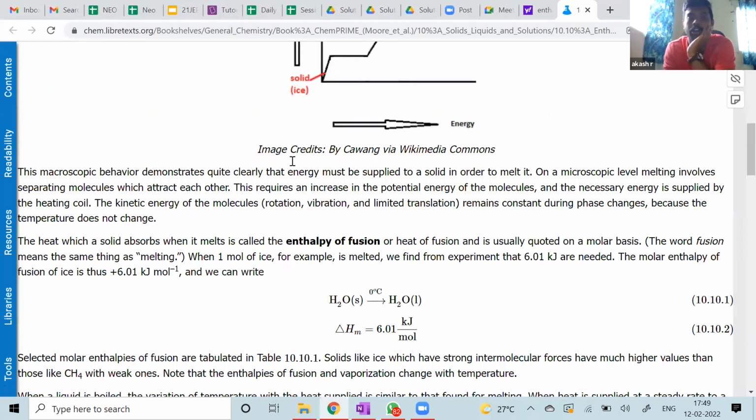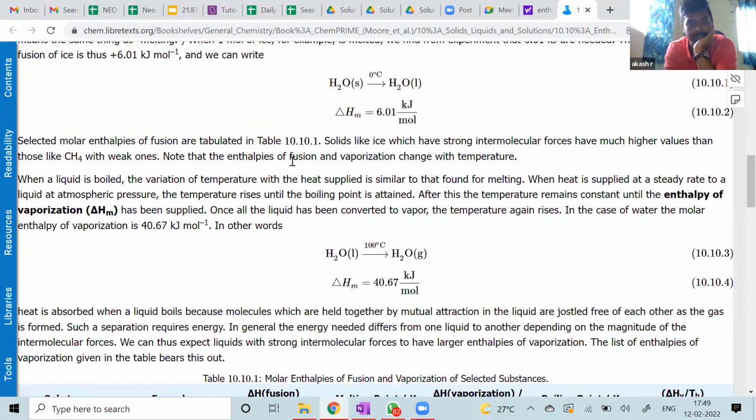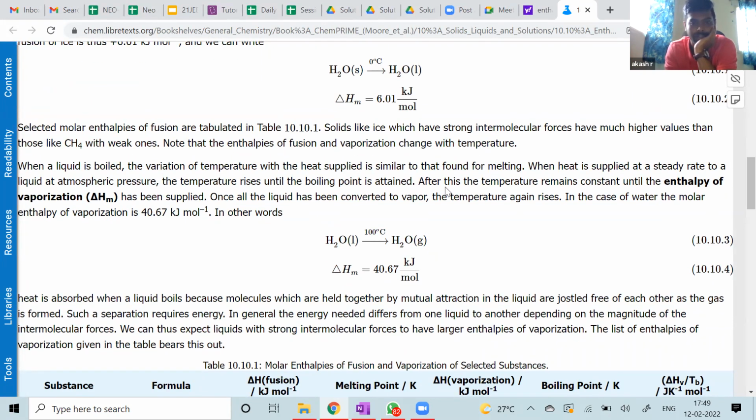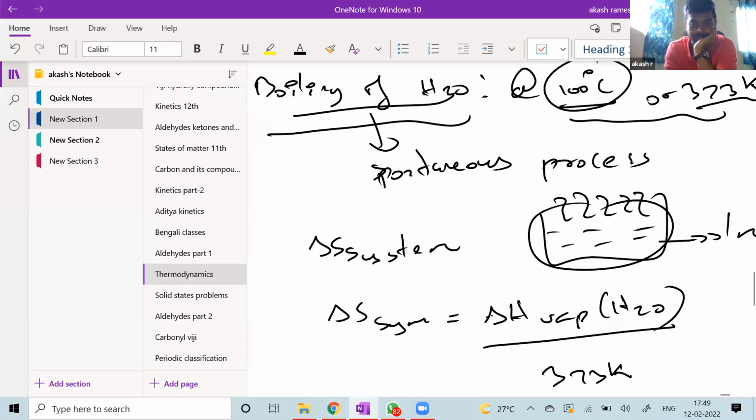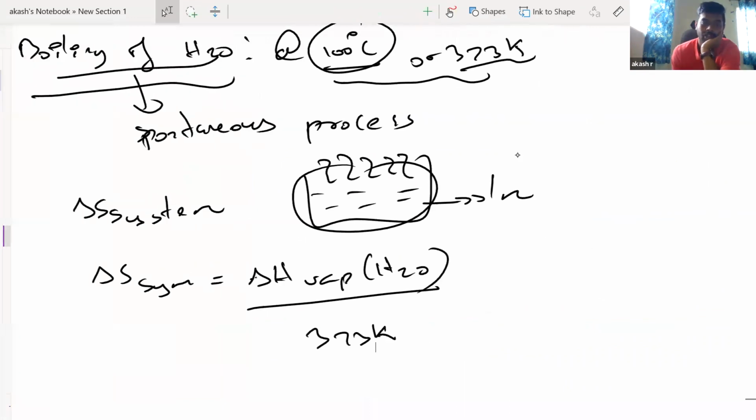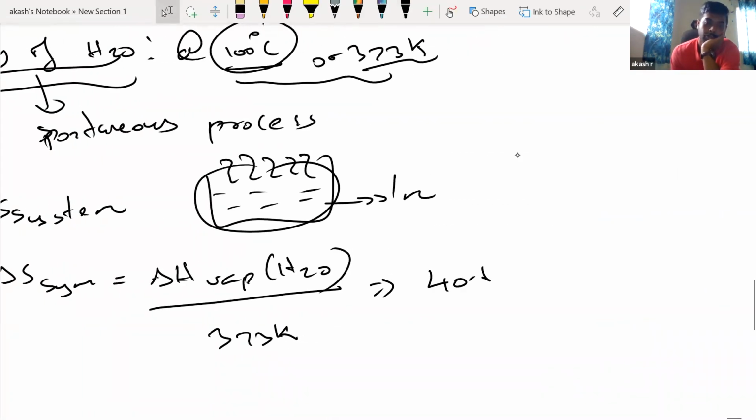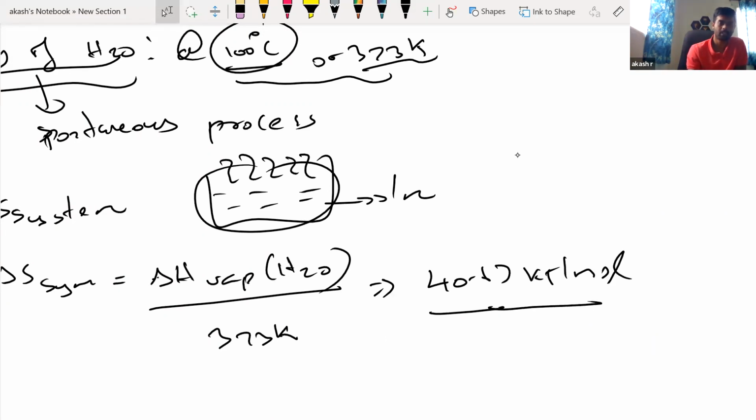This is enthalpy. 40.67, okay, right. We'll keep this. So that value is 40.67 divided by, this is your enthalpy, kilojoules per mole. 40.67 kilojoules per mole, and your temperature is 373 Kelvin.